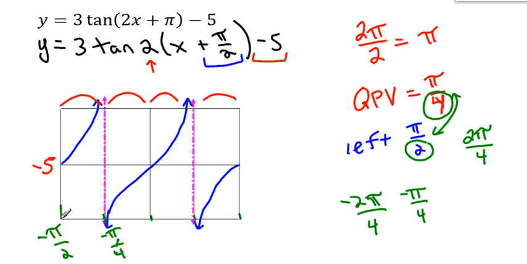So anyway, we started at negative 2 pi over 4. We added pi over 4. Add pi over 4 again, that's 0. Add pi over 4 again, that's pi over 4. Add pi over 4 again, that would be 2 pi over 4, which reduces to pi over 2. So now I know all the important locations of all of the 5 key points on my sketch. I've applied all the transformations I need to.